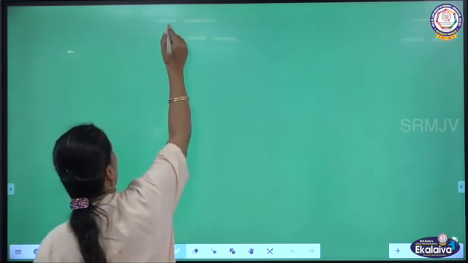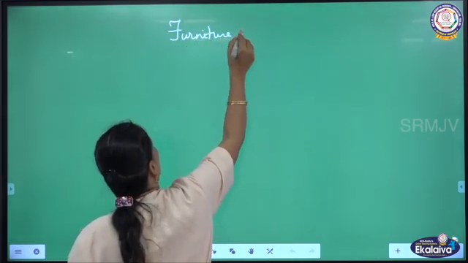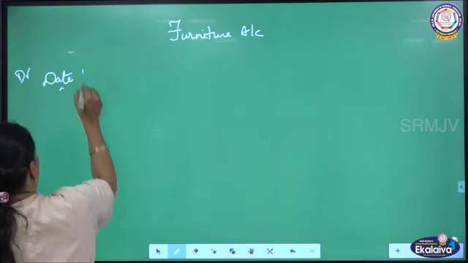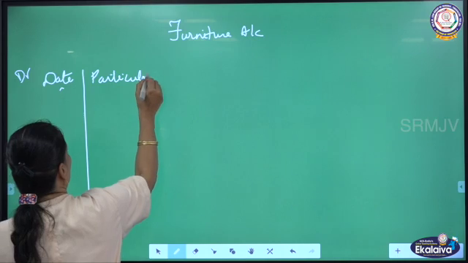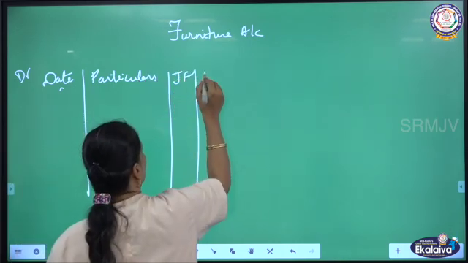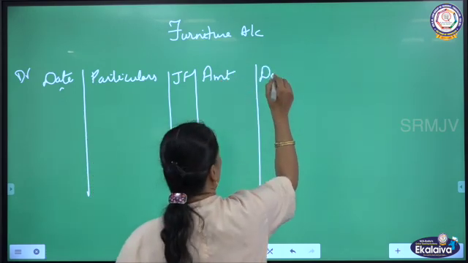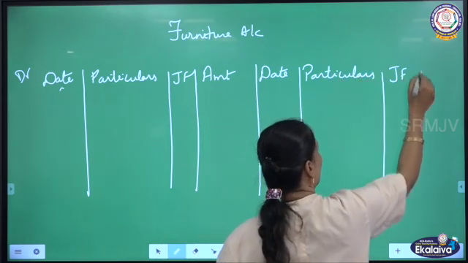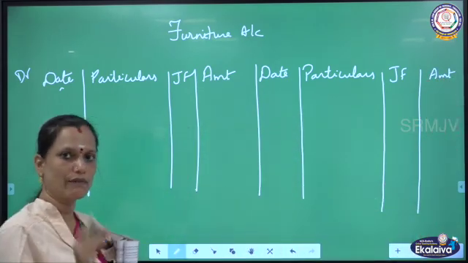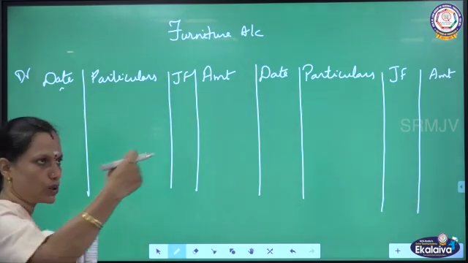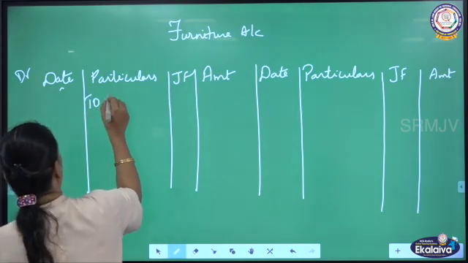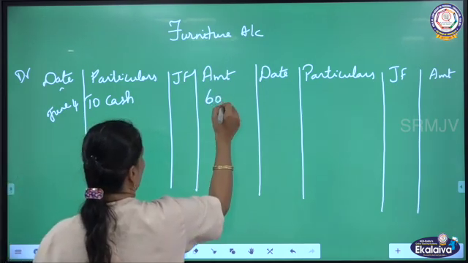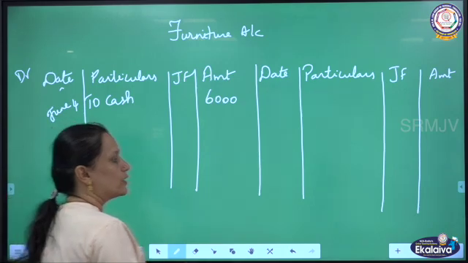And then what am I going to do? I am going to open a furniture account. So, again, for each and every transaction you have to open a separate account. Okay. Date, particulars, journal folio, amount. See, every transaction you have to open a separate account. Okay. Furniture, what they did, furniture account to cash account, isn't it? So, automatically the cash will come to the debit side. So, on what date? June 4th. Okay. How much did they buy? 6,000 rupees.